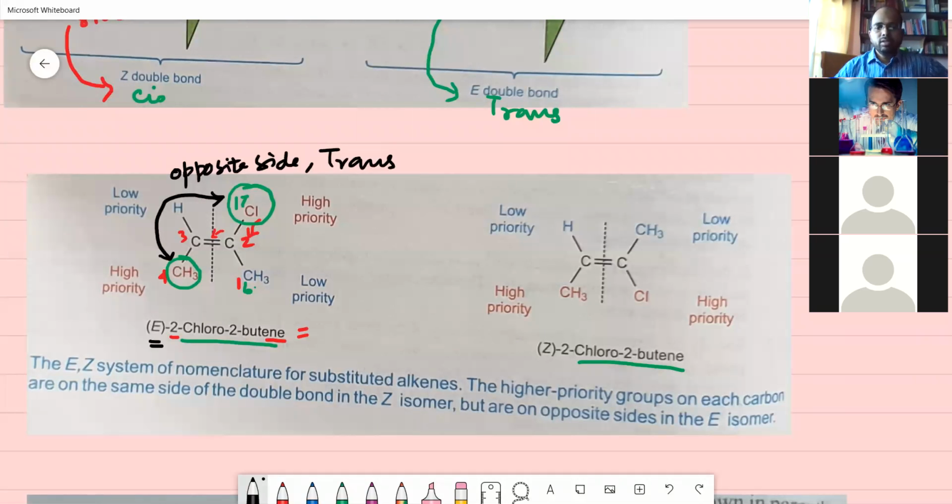So the same thing here. The numbering is also from the right side. It is 1, 2, 3, and 4. 2-chloro is there, so chlorine is attached to the second atom, and 2-butene is there. The double bond is attached to the second atom. You have just flipped this.